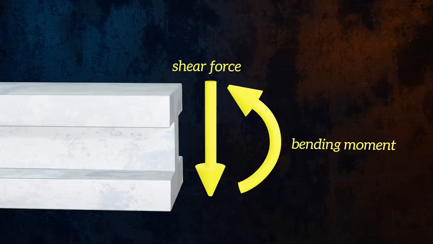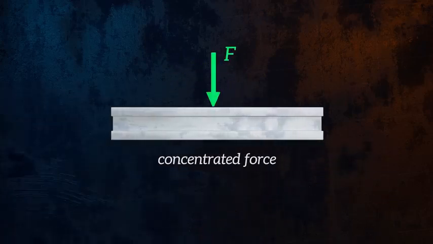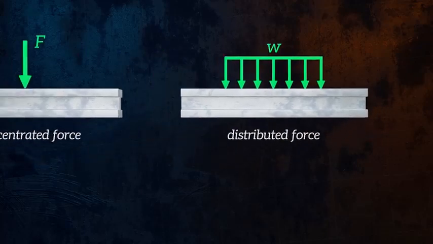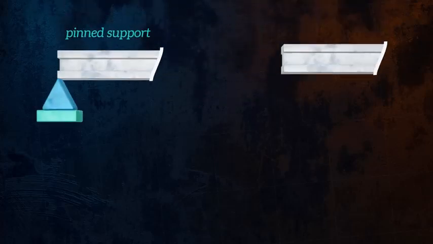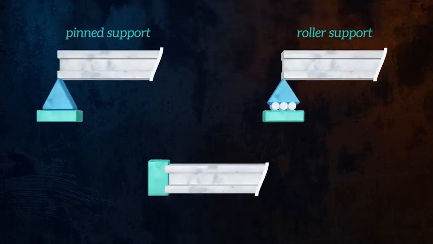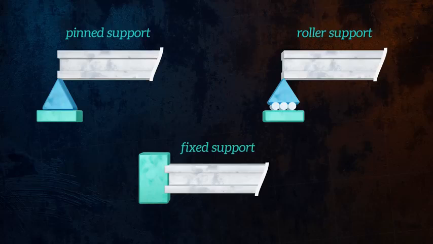Beams can be loaded in a number of ways, the most common being concentrated forces, distributed forces, and concentrated moments. Beams can also be supported in a number of different ways. They can have pin supports, roller supports, or be fully fixed, which each restrain the beam in different ways.